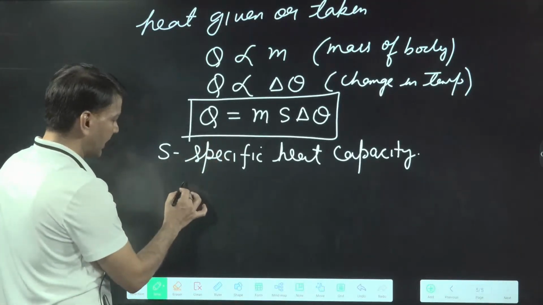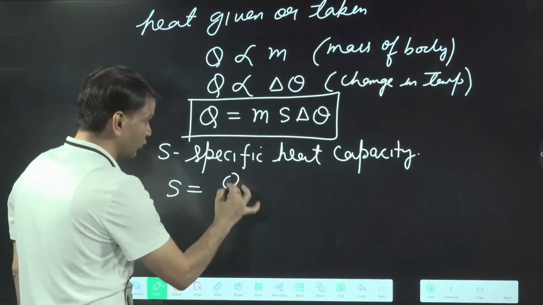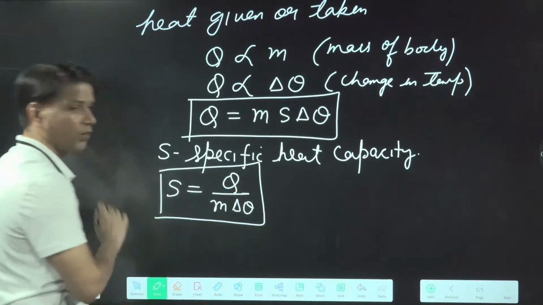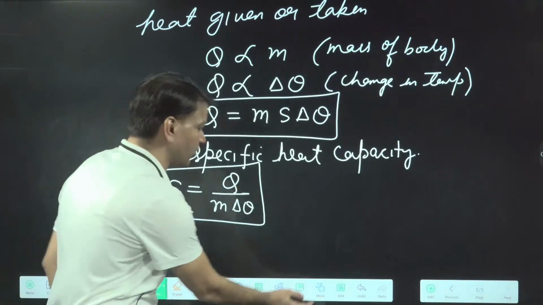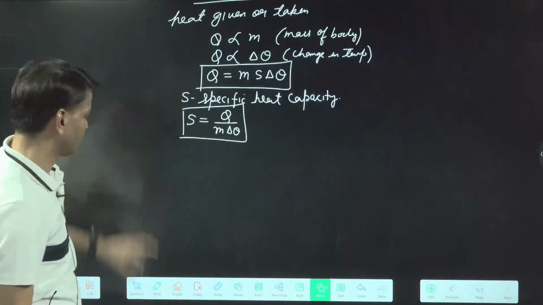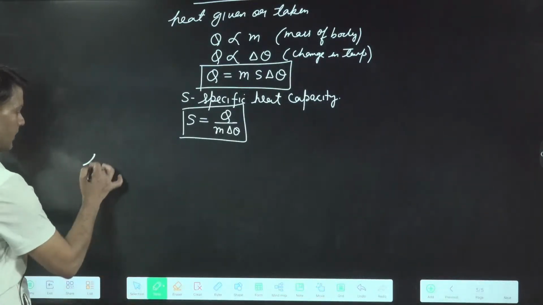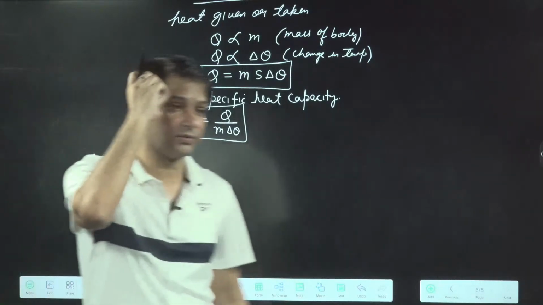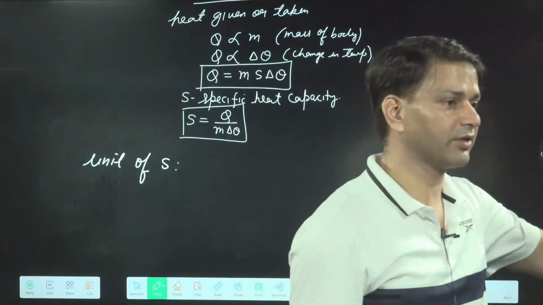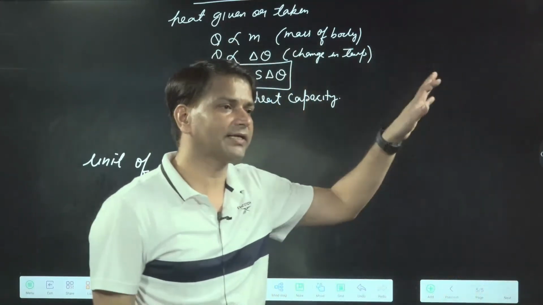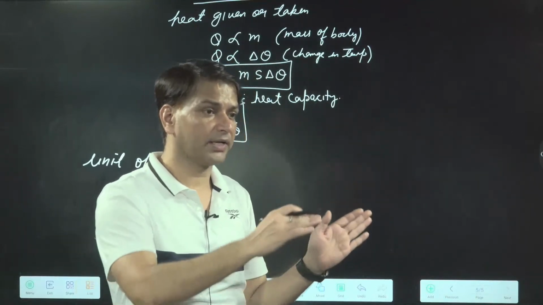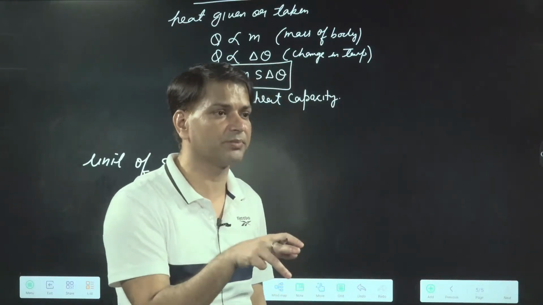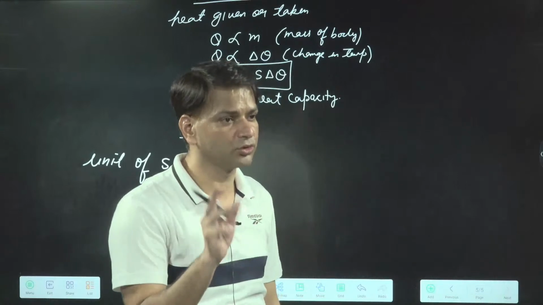So S, we can say, is Q by m delta theta. From that we can say the unit of S. What is the unit of S? In unit and dimension they can ask the unit of any quantity. In the unit and dimension chapter we have not learned all the quantities, because at that time we don't have the idea about all of them. But when you are learning a new quantity in later chapters, it is your responsibility to find the unit and dimension of those quantities.